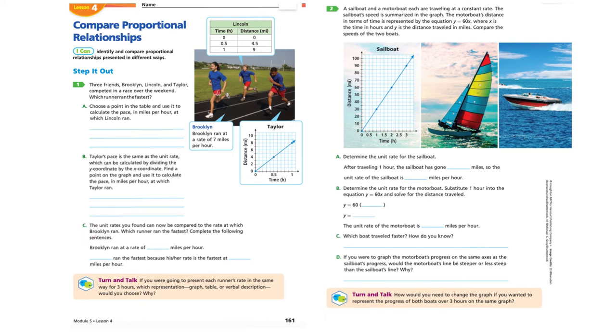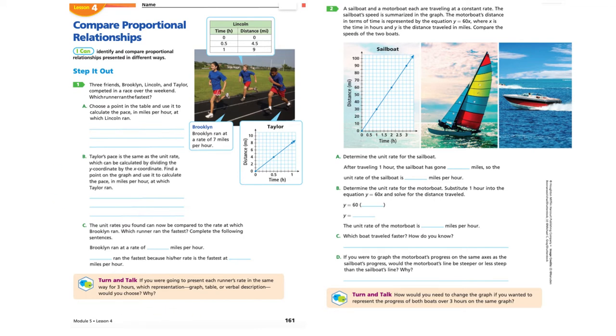C, the unit rates you found can be compared to the rate at which Brooklyn ran because they give you that in unit rate right there. Which runner ran the fastest? Complete the sentences. Brooklyn ran at a rate of this many miles per hour. This person ran the fastest because his or her rate is the fastest at blank miles per hour. So fill in those using the information that you've gathered and created doing A and B. And then turn and talk.